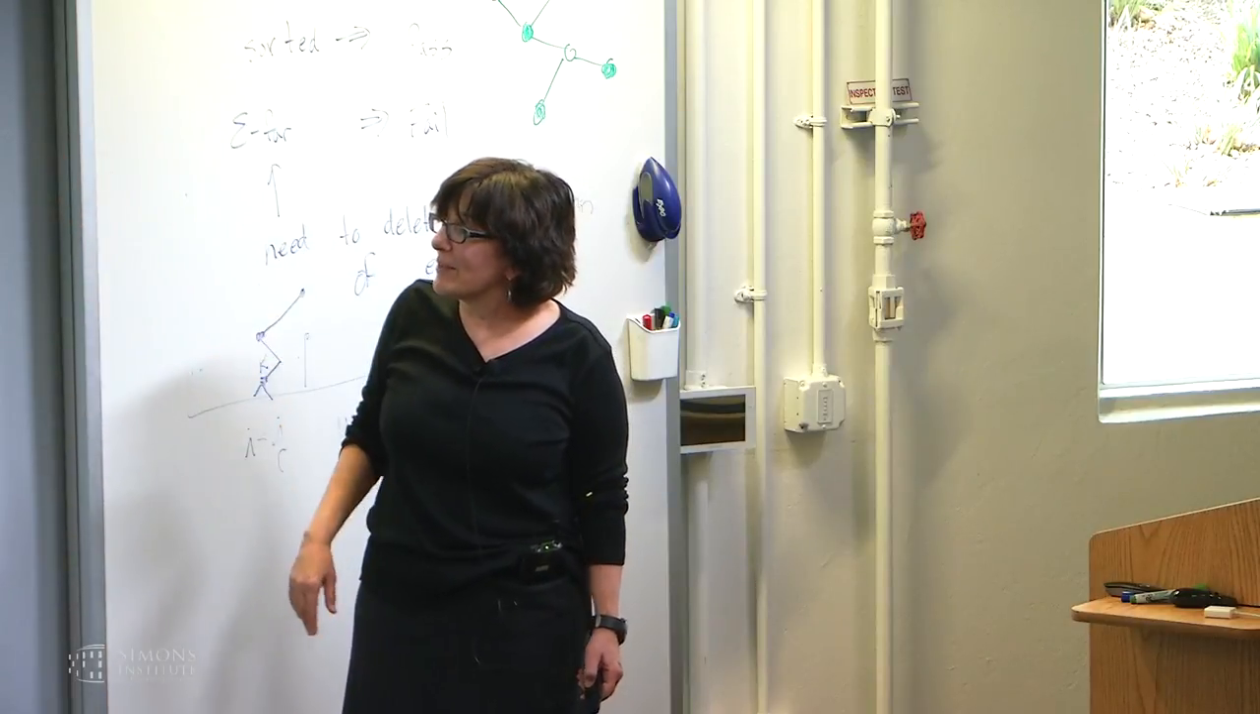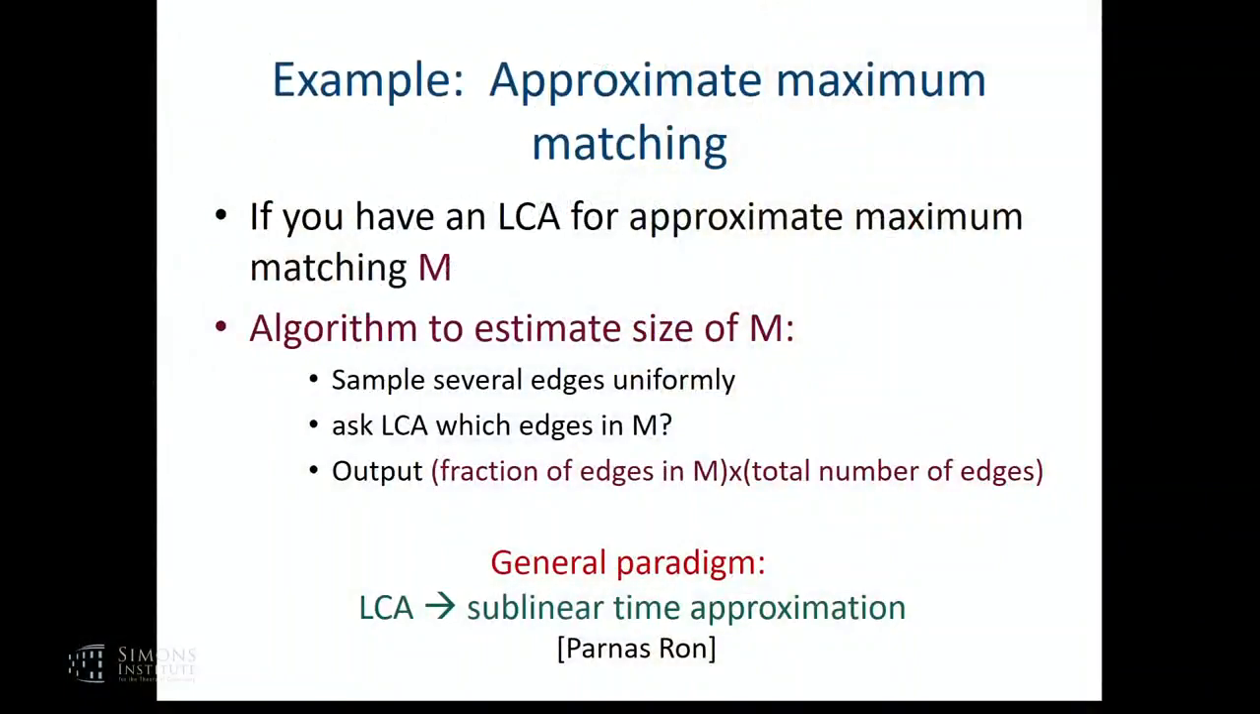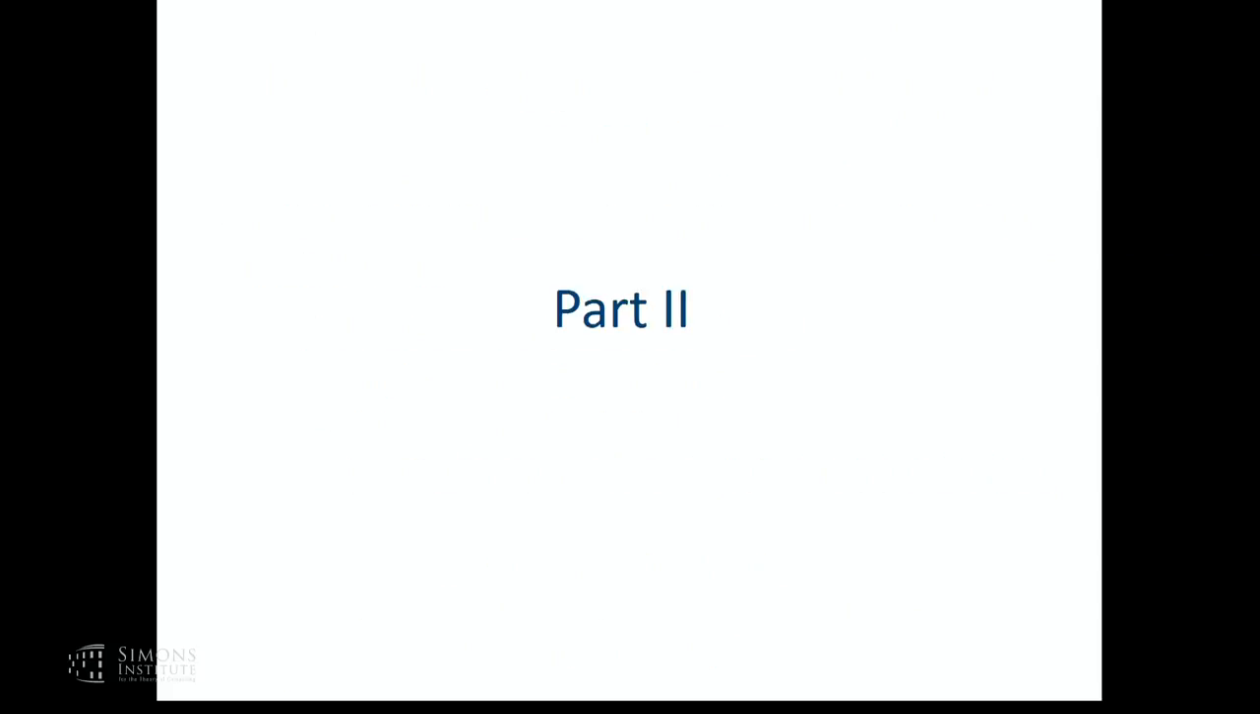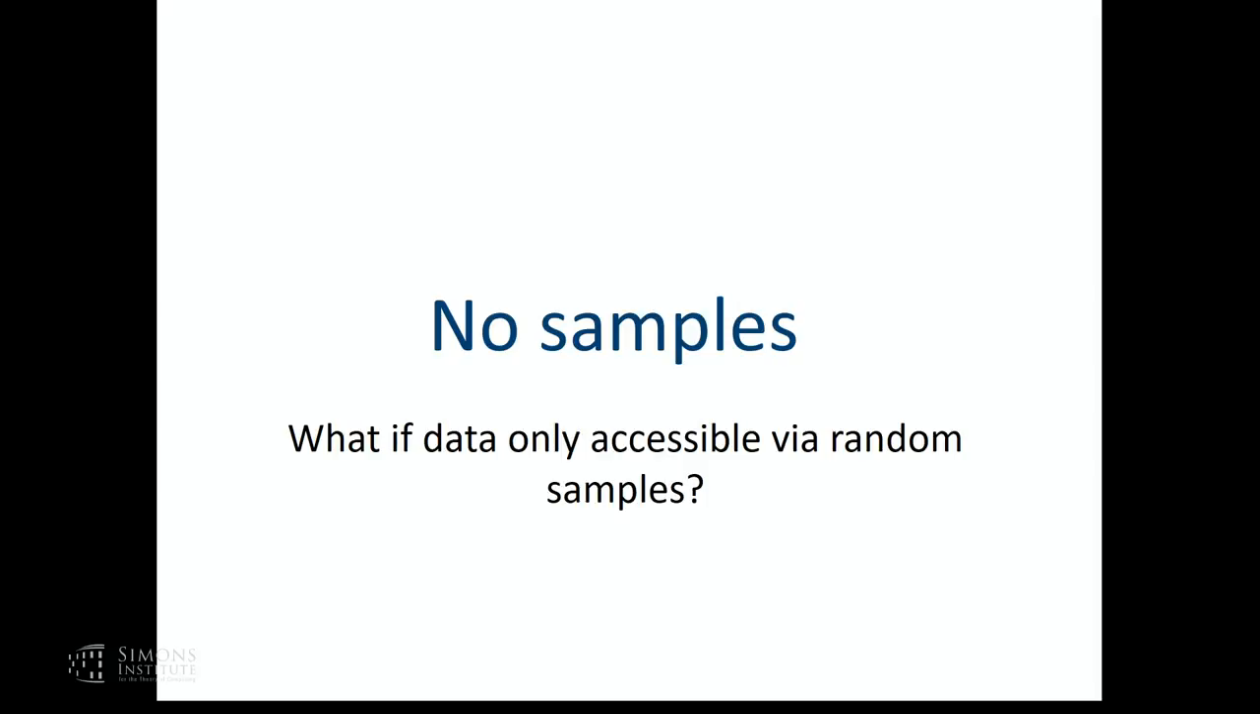That's another example of something you could do with this. So it's a general paradigm that when you build an LCA, you can get a sublinear time approximation. Okay, what I want to talk about in my remaining very few minutes is what happens when the data actually isn't written down. So I'm completely changing now, okay?